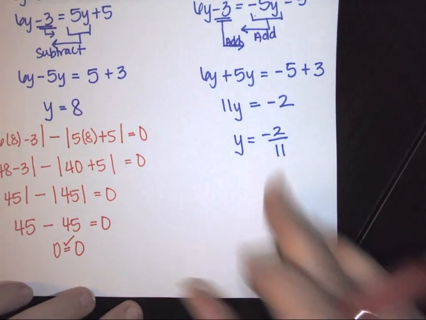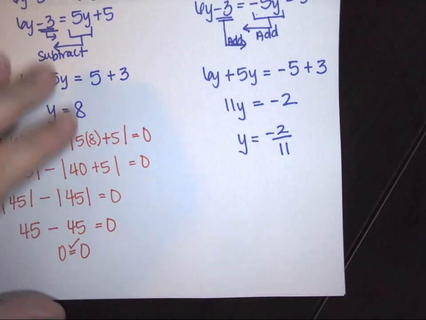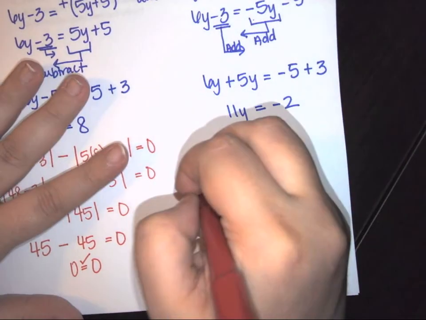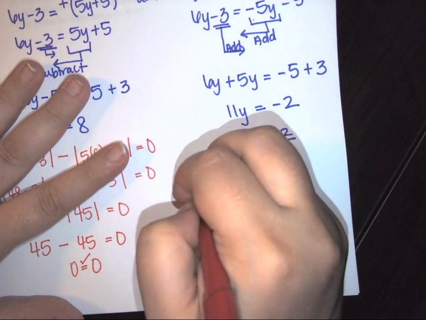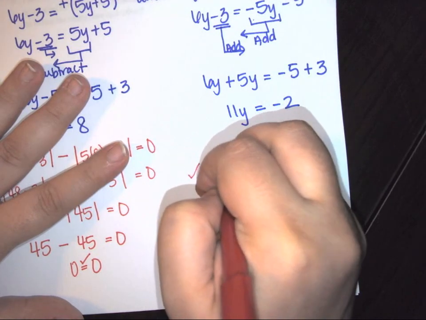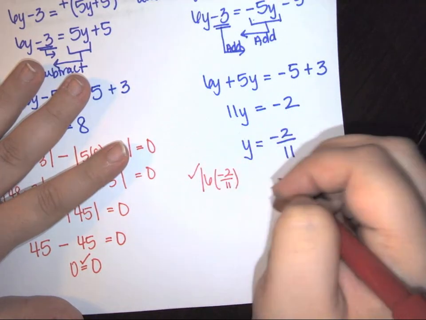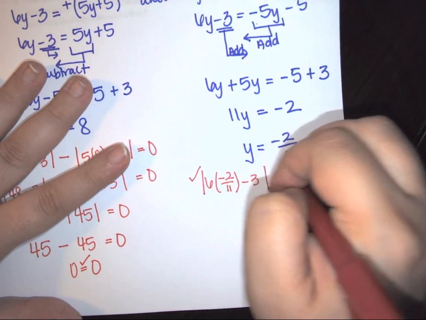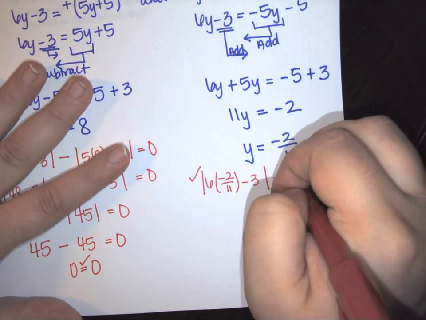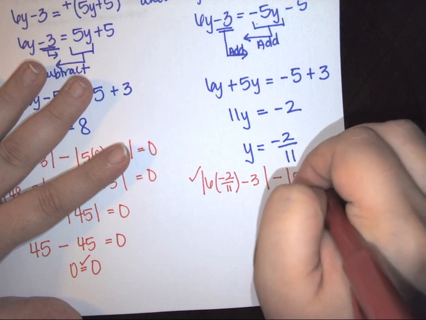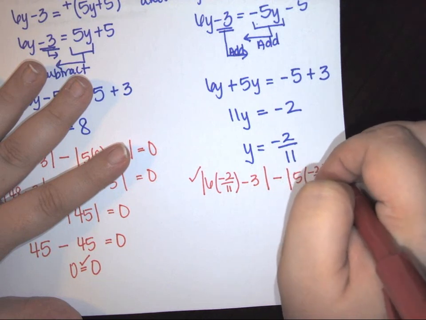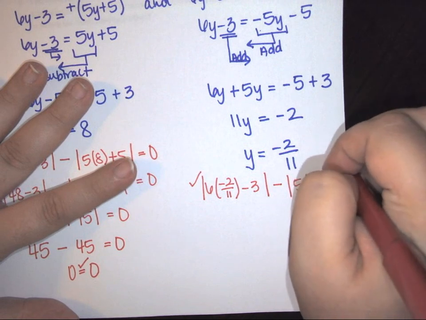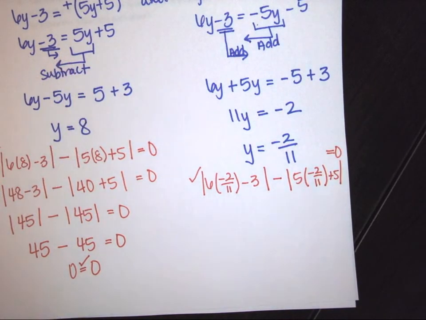Now we need to verify our other. Okay, so again, we need to check our work. So I have the absolute value of 6 times negative 2 over 11 minus 3, minus the absolute value of 5 times negative 2 over 11 plus 5. And we're checking that this equals 0. Okay, that's our goal.